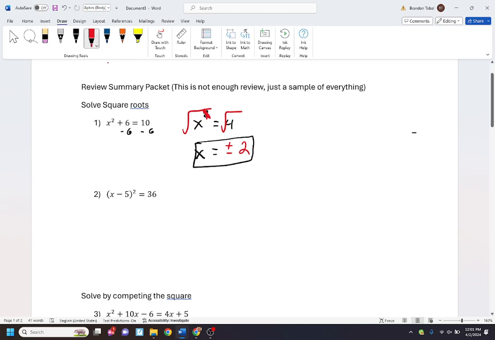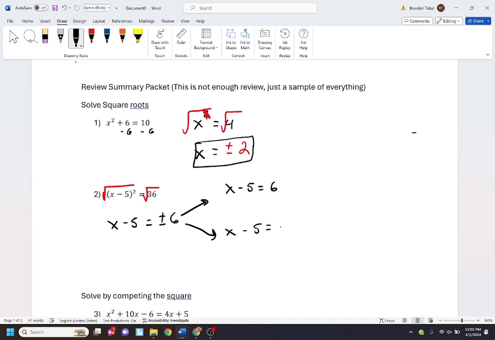Even though the parentheses is all squared, I can still square root. So I'm going to square root this side, and square root this side. So x minus 5 equals plus or minus 6. In this scenario, I still have an equation along with something to do, so I'm going to split it into 2 parts. x minus 5 equals positive 6, and x minus 5 equals negative 6. So all I did is split it into the positive and negative. Now I will solve both of them just like a normal question.